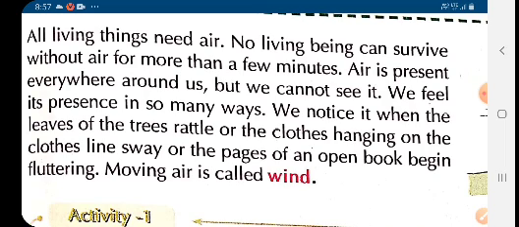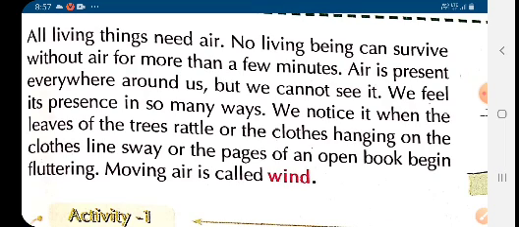It may uproot the trees. Children, this is the wind which may uproot the trees. So children, air is very important. We all need air. We all means all the living things need air. Children, as air is invisible, we cannot see air.